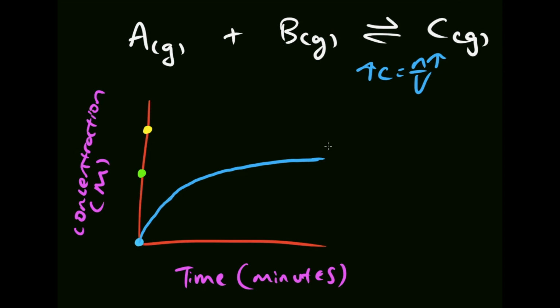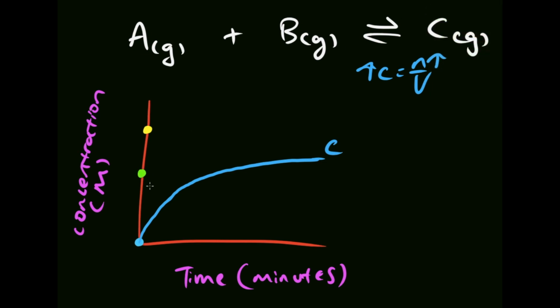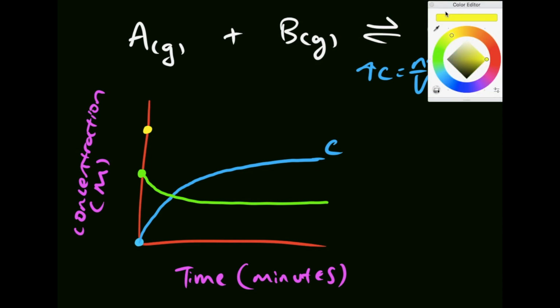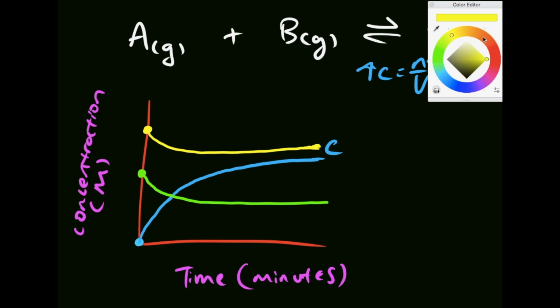For C gas, this is C gas. And then we will have B gas, like that, and we also have A gas, which is, let's say, like that.